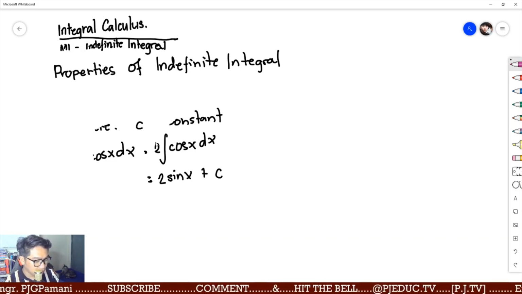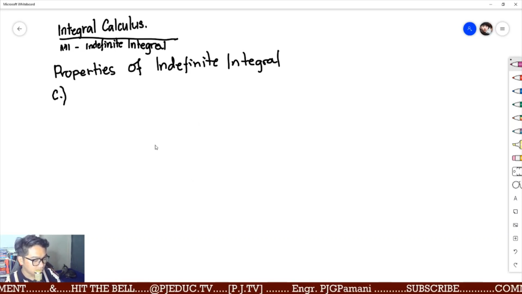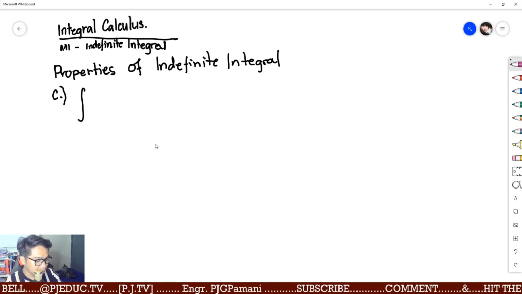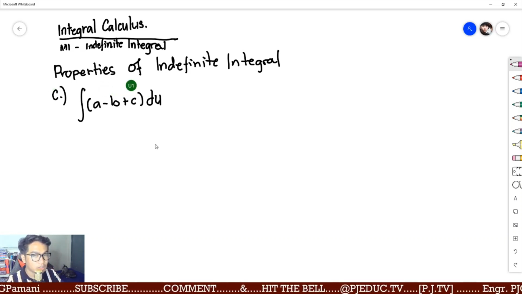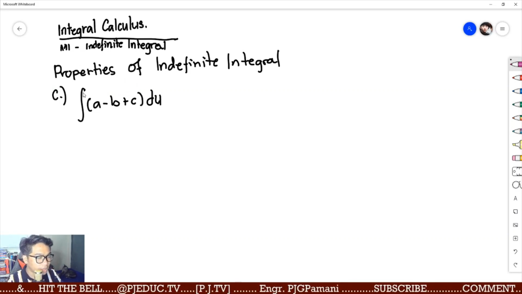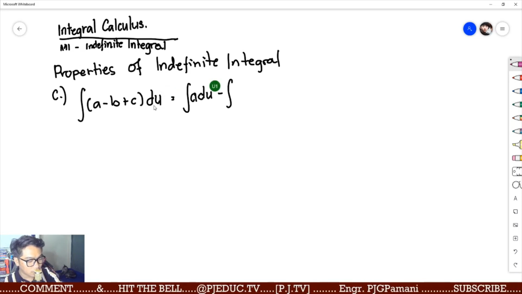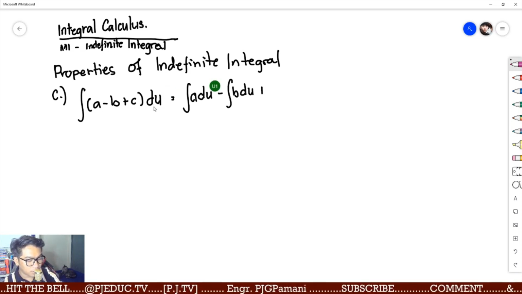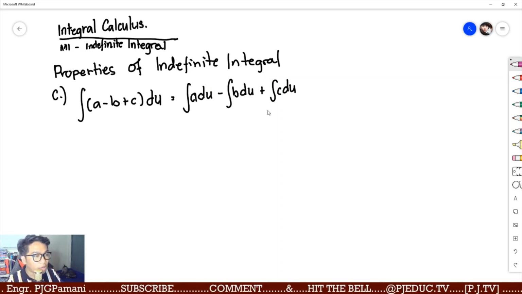Then, kung multinomial term, that is your third property, letter C, if you're asked now to integrate a multinomial, let's just say a minus b plus c. All of this are constant. Kailangan natin, as simple as this, you distribute your integral sign throughout this term. So basically, that is integral of a du minus integral of b du plus the integral of c du. But remember that a, b, c are all constant.